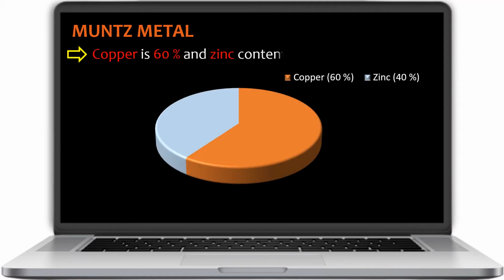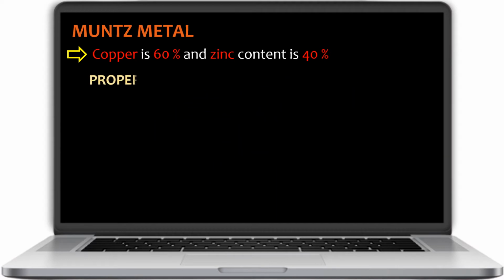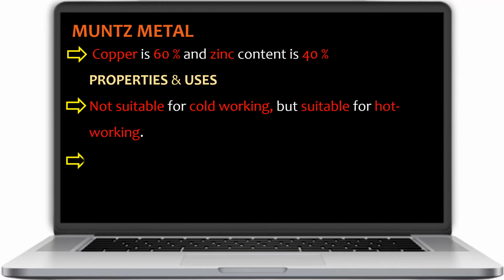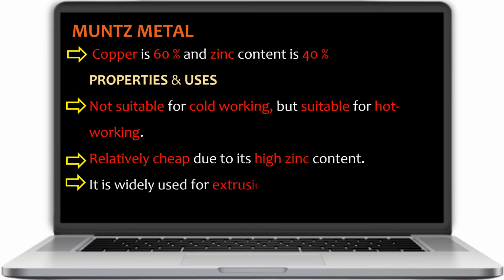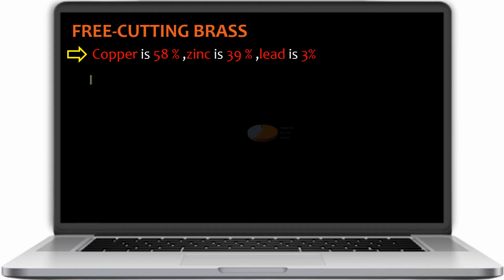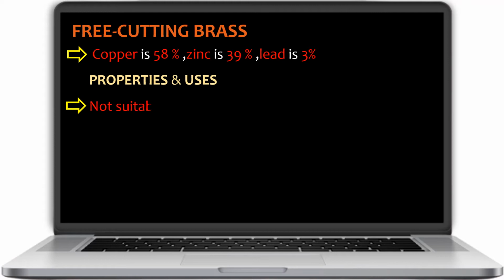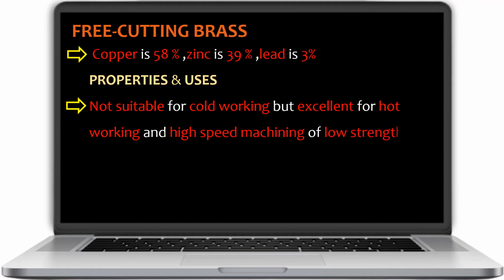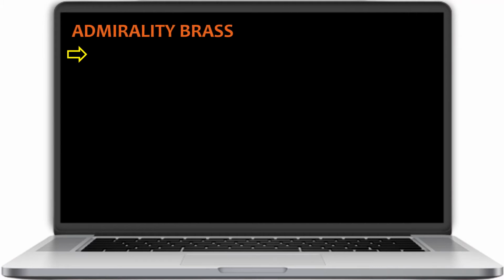MUNTZ metal. In MUNTZ metal copper is 60% and zinc content is 40%. Properties and uses. It is not suitable for cold working, but suitable for hot working. It is relatively cheap due to its high zinc content. It is widely used for extrusion and hot stamping processes. Free-cutting brass. In free-cutting brass copper content is 58%, zinc is 39%, lead is 3%. Properties and uses. It is not suitable for cold working but excellent for hot working, and high-speed machining of low-strength components.